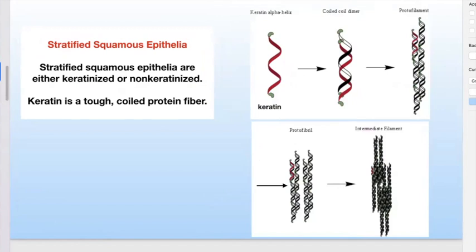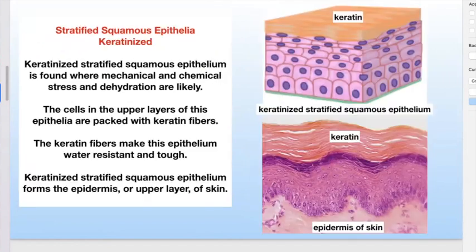Stratified squamous epithelia are either keratinized or non-keratinized. What is keratin? Keratin is a tough, coiled protein fiber. Keratin forms hair, nails, the horns of animals. So it's a very tough substance.